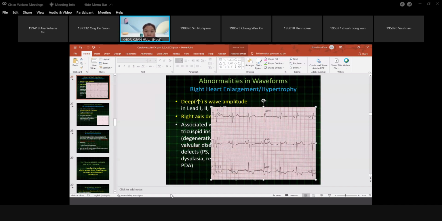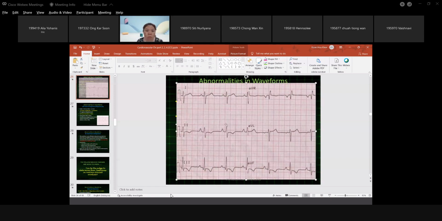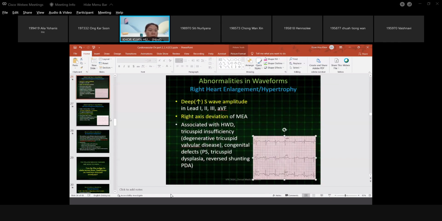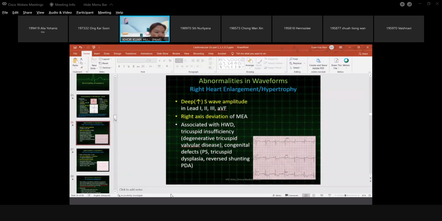Can you see my screen? I don't know if this will work or not. Okay, lead 1, it's about 4. Then this lead, you see this one got a negative deflection, so you might want to subtract. This one is about 4 to 5 boxes, so about 10 boxes as well. This one doesn't give a negative deflection. This one is not a very good example.